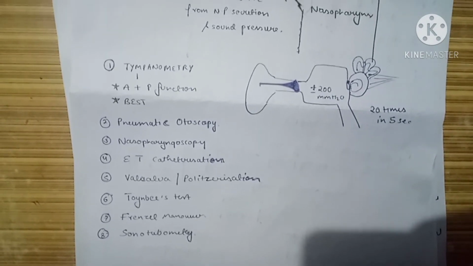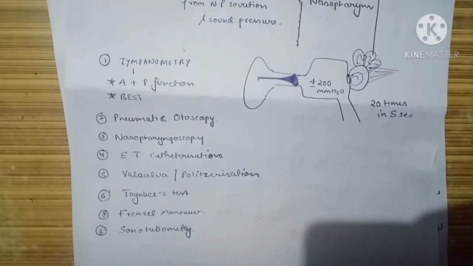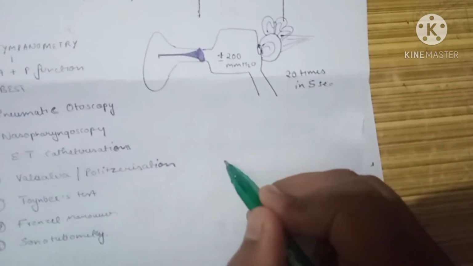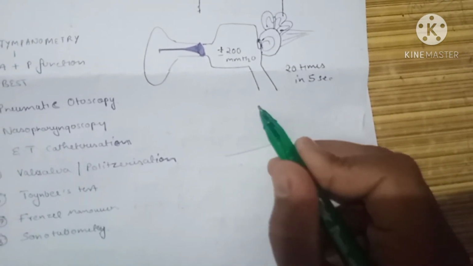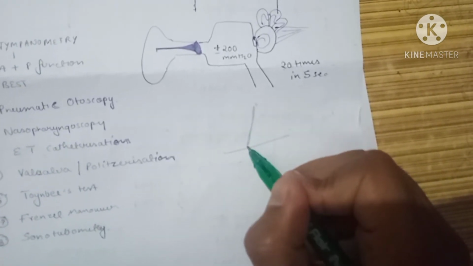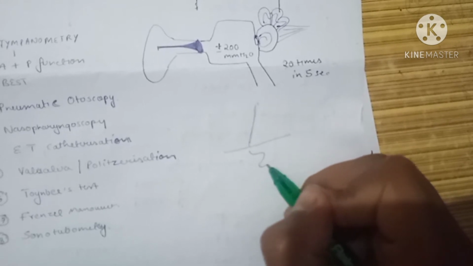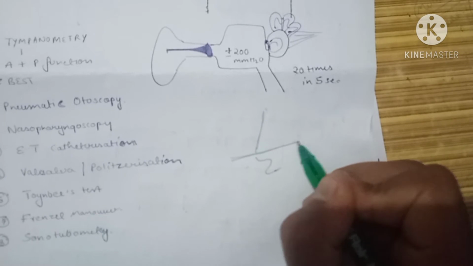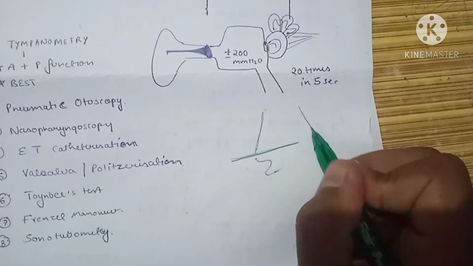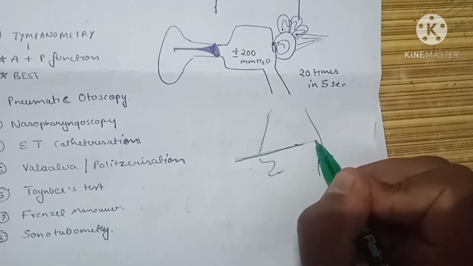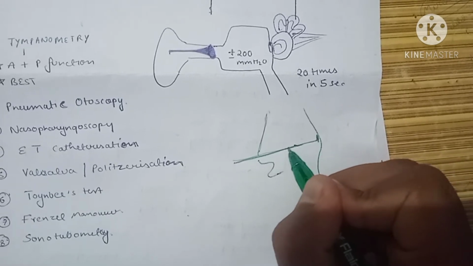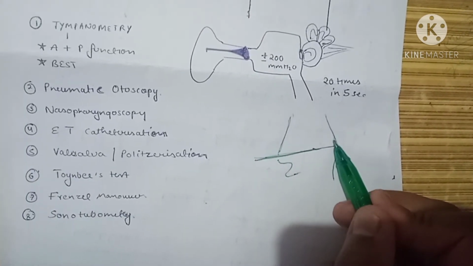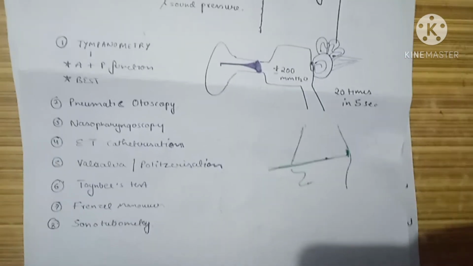In this test, as you are looking in the image, okay, before looking into the image, what we do is we insert an endoscope. This is our nose, and through the floor of the nose, we insert a catheter, and this catheter is inserted till the posterior wall of the nasopharynx. Now let's see the image.